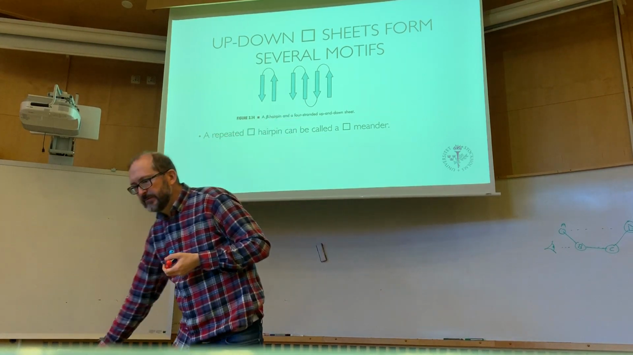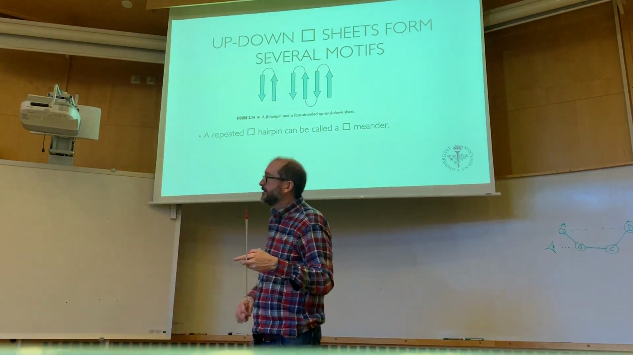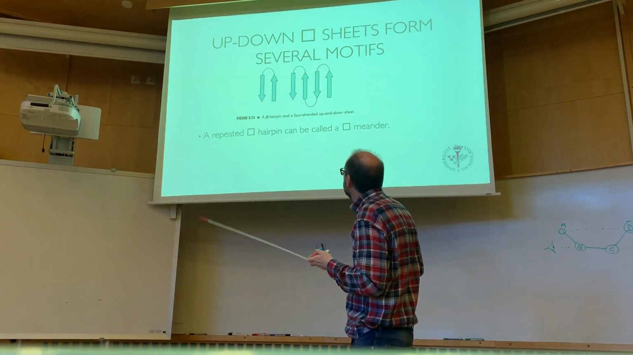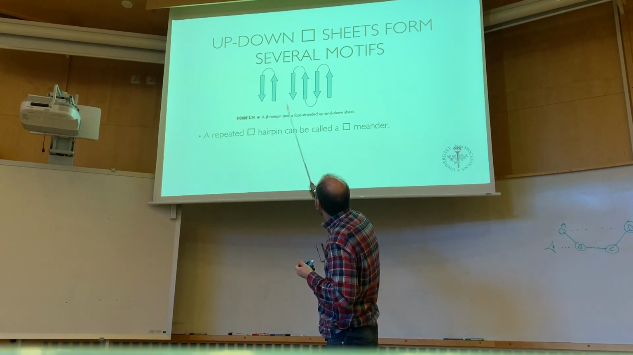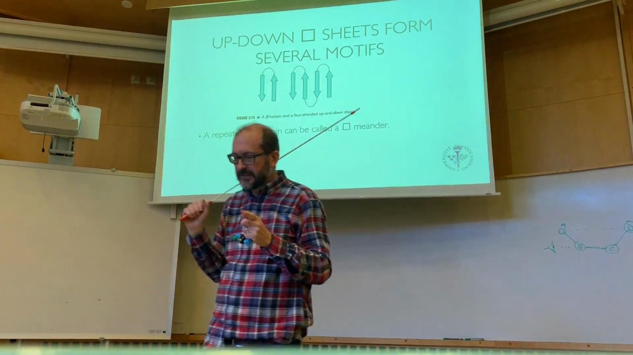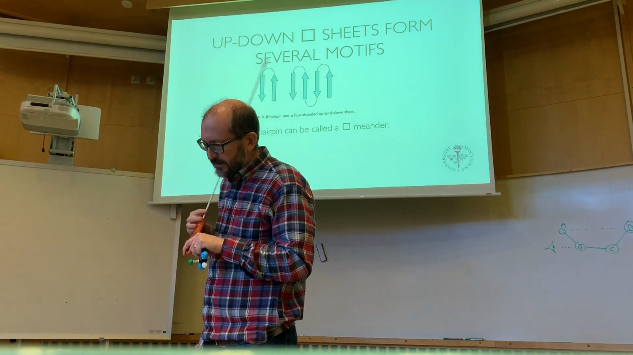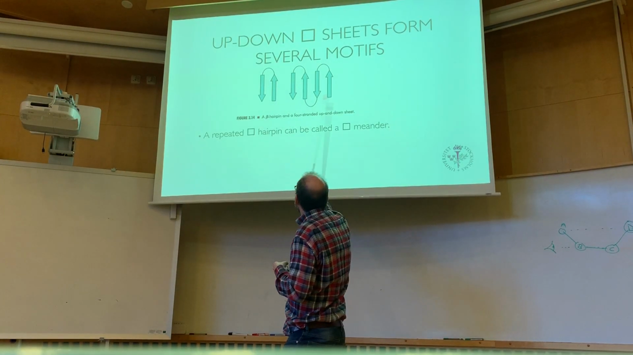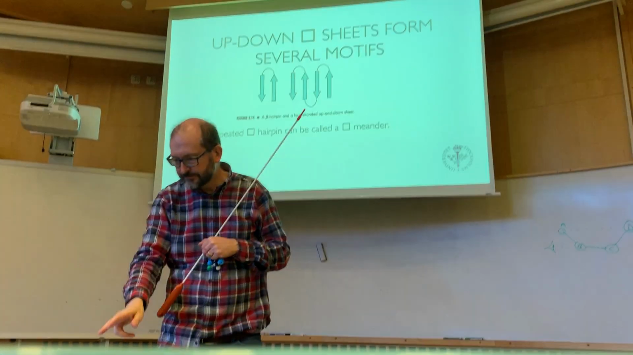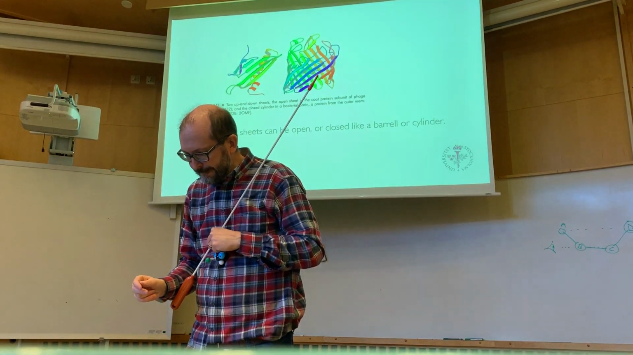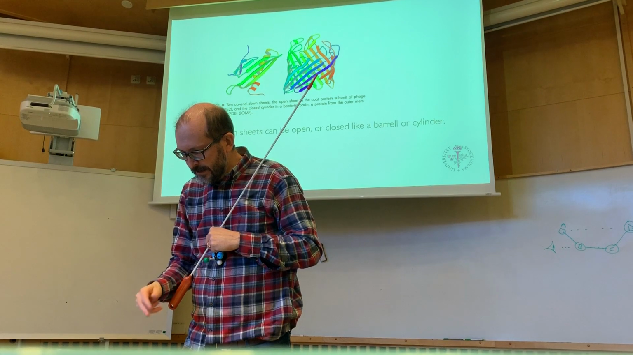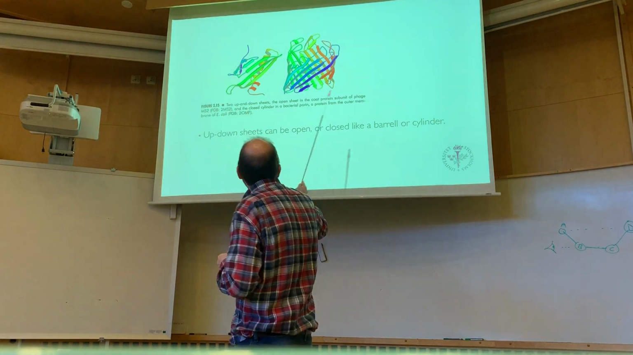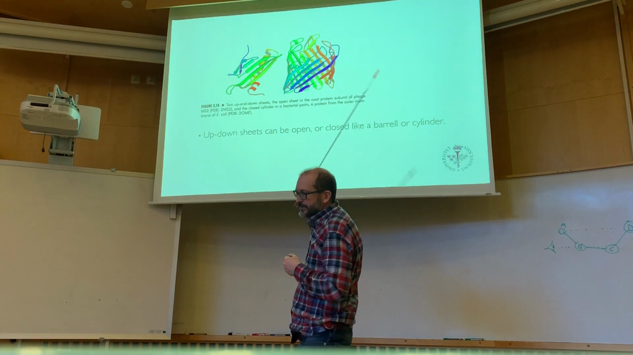So now just a little bit more zoology, basically. So this is a beta turn, or a hairpin, sorry. And you can have these hairpins stacked up basically forever. It becomes a beta sheet, or beta meander in this case. And these can be open, or they can close on themselves. And this makes, for example, a beta barrel.